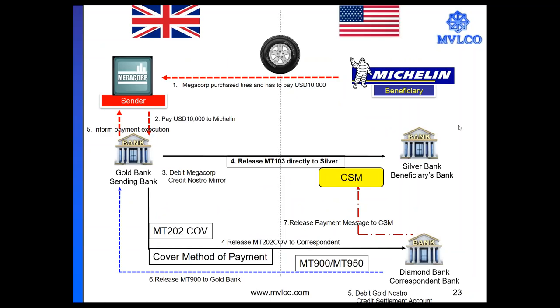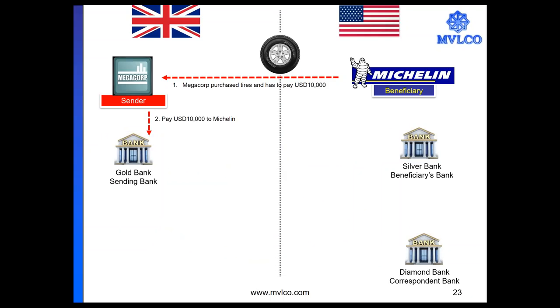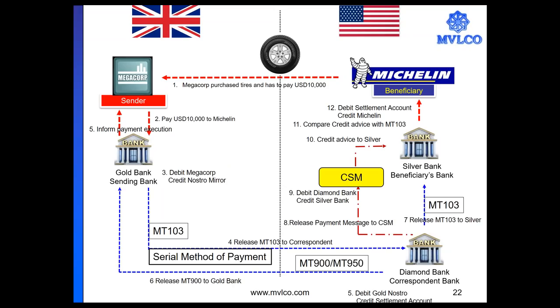In this example, we have Gold Bank, which is creating the message. I will go to the message, which is the serial method, and then Amar, your point will also be answered. In the serial method, we have Megacorp. Megacorp is the ordering customer. Gold Bank is the ordering institution. When Gold Bank creates this message number one, MT103, which leaves Gold Bank and reaches Diamond Bank, Gold Bank will be the sender of the message. The receiver of the message will be Diamond Bank.